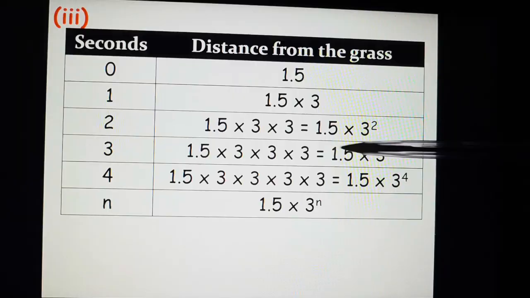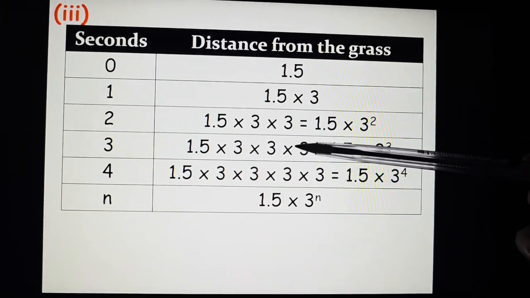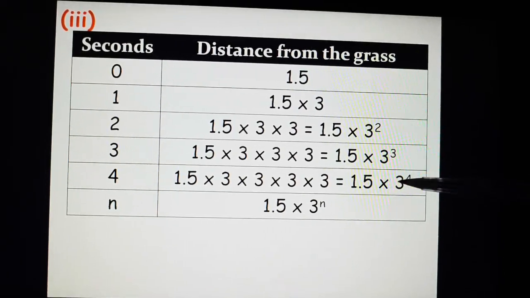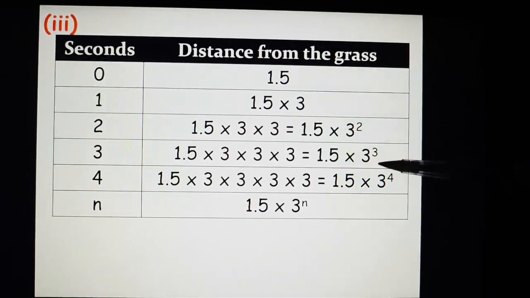So again, 3 by 3 by 3 becomes 3 cubed. For the next one, I would triple the previous answer again to get the next one. 3 by 3 by 3 by 3 is 3 to the power 4. So you start to see a pattern.